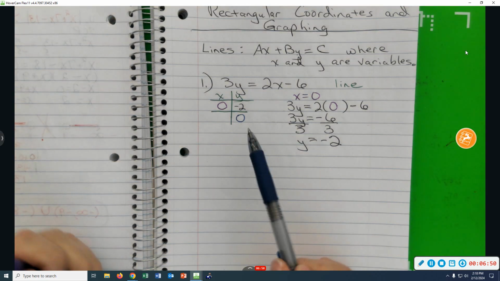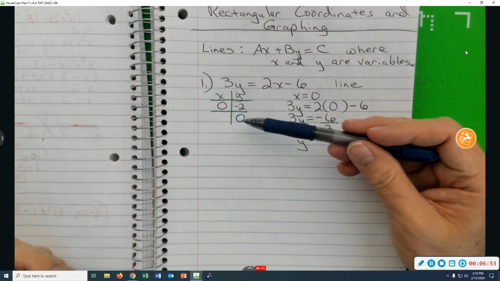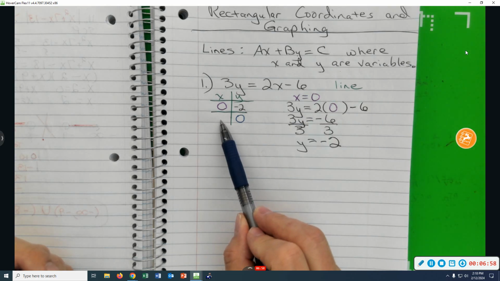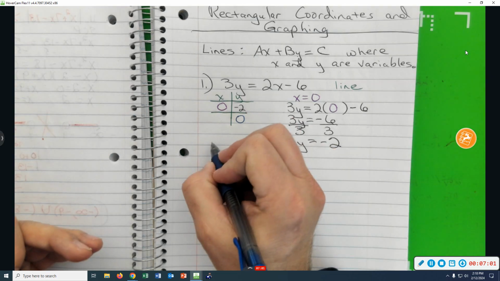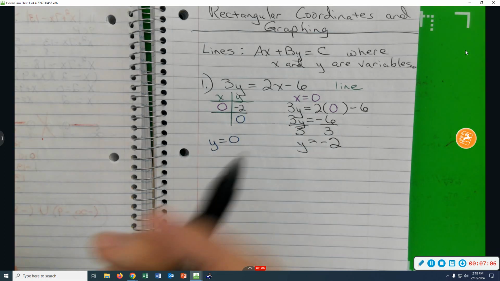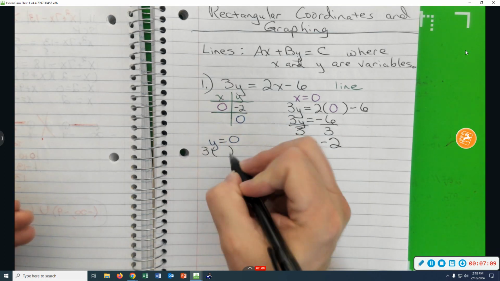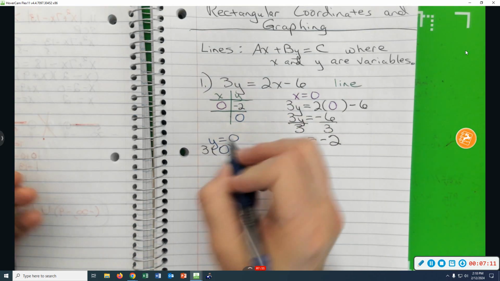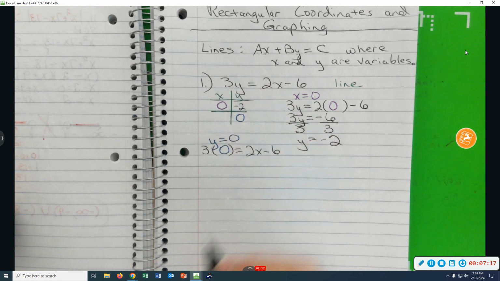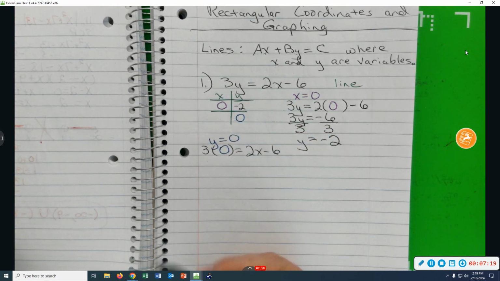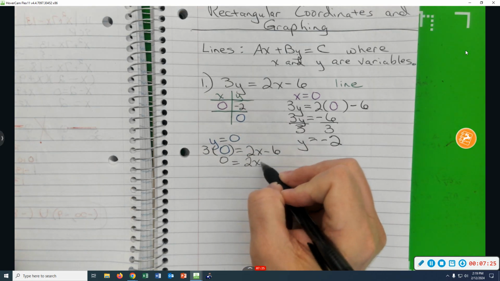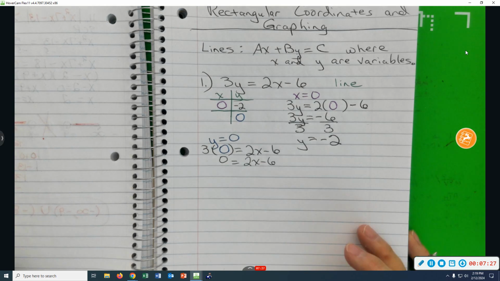Right there. This new row here is saying now you're going to let y be 0 and find the number x. So it's saying let y equal 0. So we have 3 times 0 is equal to 2x minus 6. 3 times 0 is 0. And so we have 0 equals 2x minus 6. We're trying to solve for x.